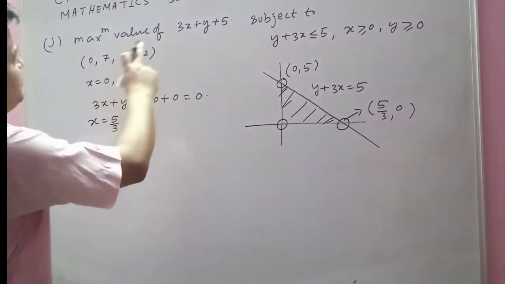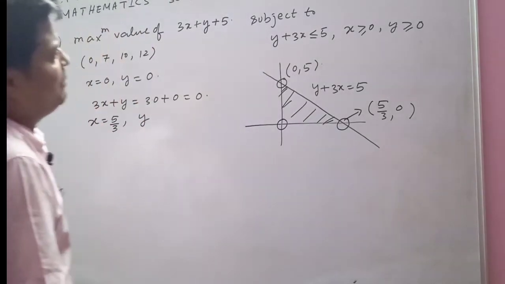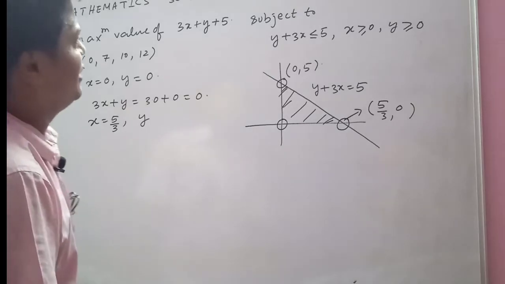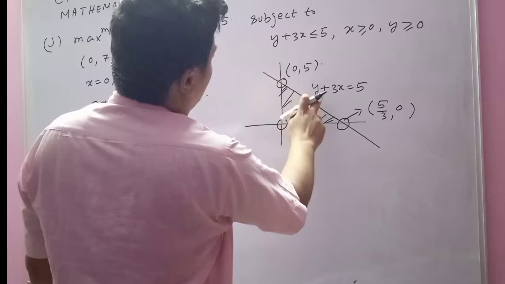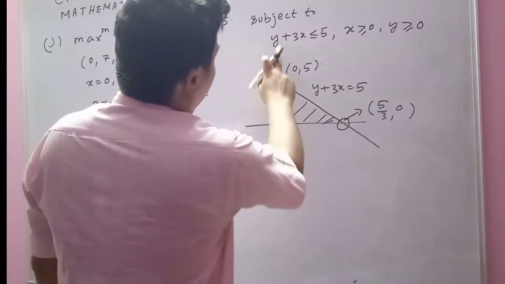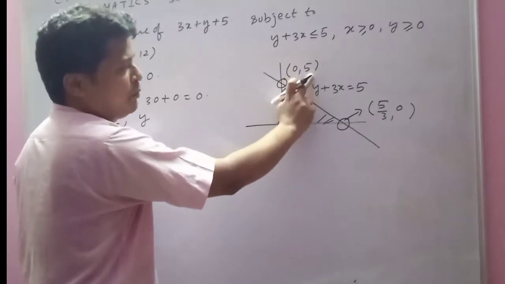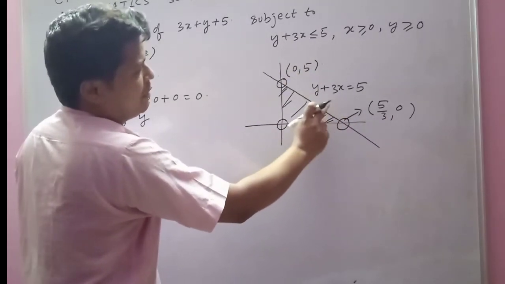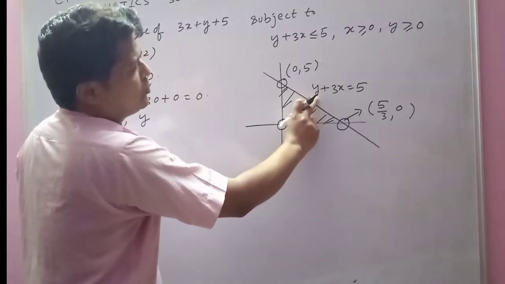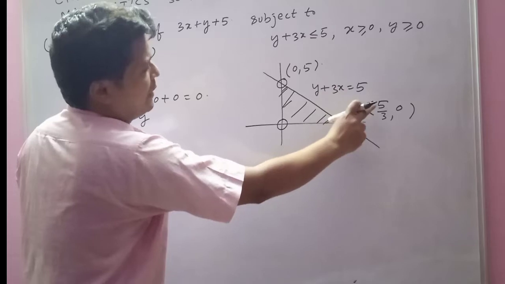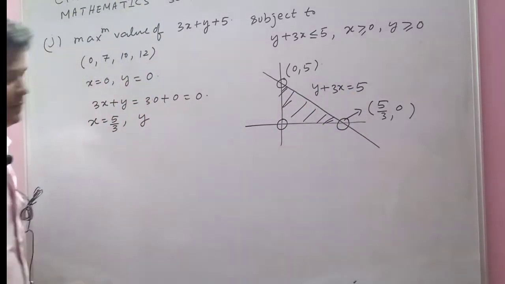Maximum value of 3x plus y plus 5 subject to y plus 3x less than or equal to 5, x greater than or equal to 0, y greater than or equal to 0. Simple thing, first you draw the feasible region. y plus 3x equal to 5, put x equal to 0, so y becomes 5: (0, 5) is a corner point. Now put y equal to 0, you get x equal to 5 by 3: (5/3, 0). And (0, 0). So now take the values.